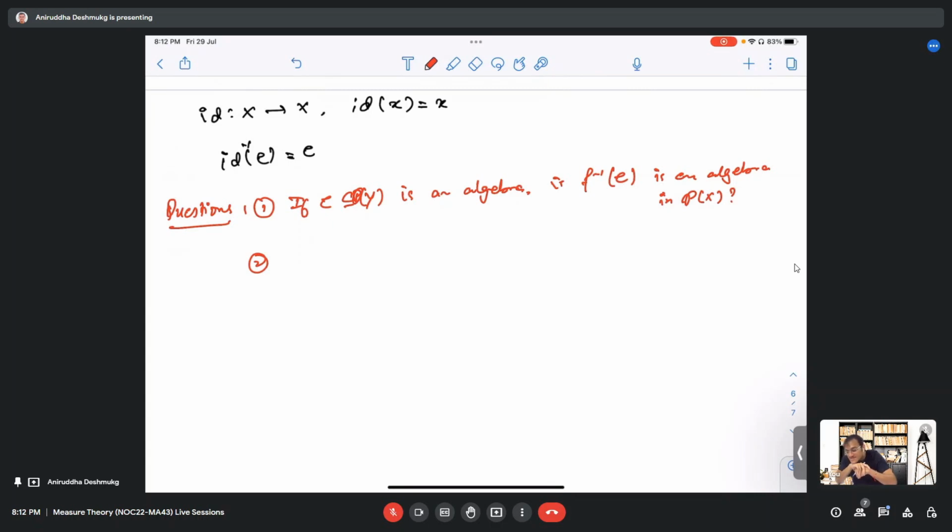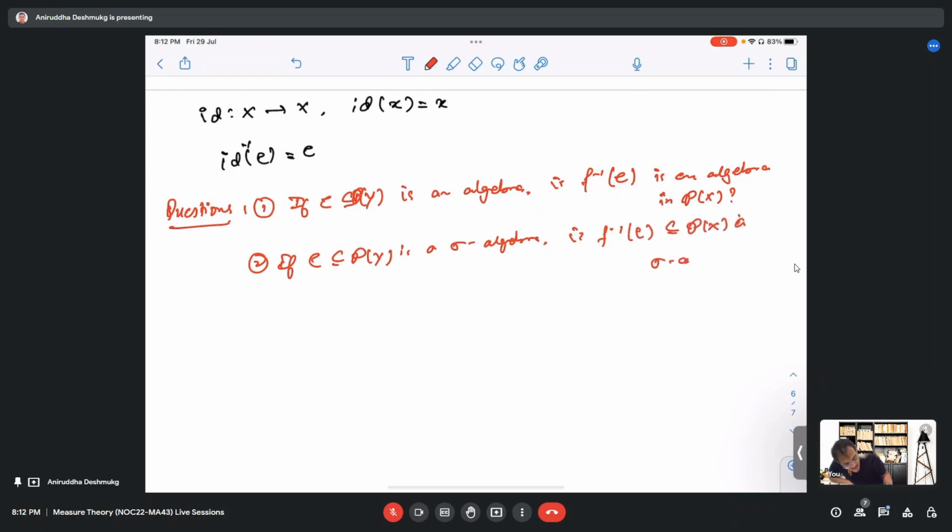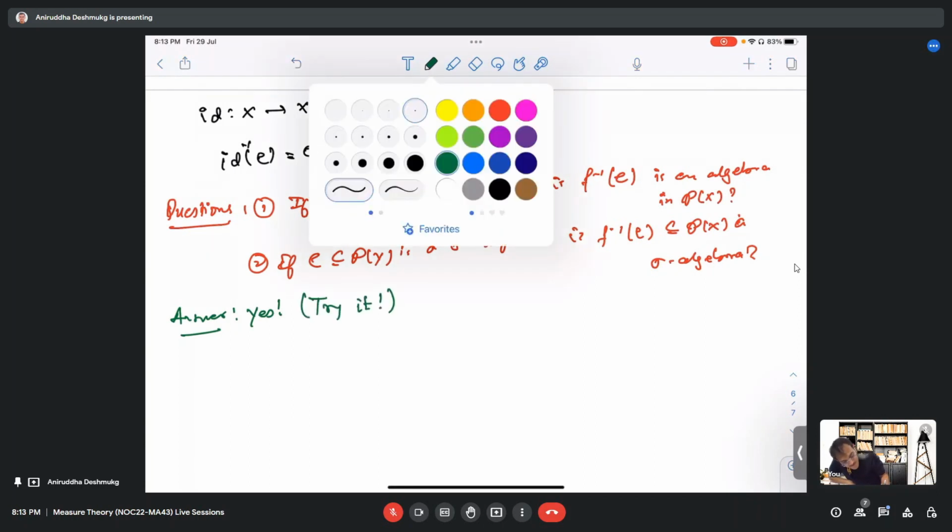Yes, anyone? Sir, is a similar statement true for sigma algebras? Correct. We can ask a similar question for sigma algebras, right? If C in P of Y is a sigma algebra, is F inverse C in P of X also a sigma algebra? Okay. So the proof goes exactly the same, and I'll give you the answer. The answer is yes. You can try it. If you face any difficulties, please let me know.